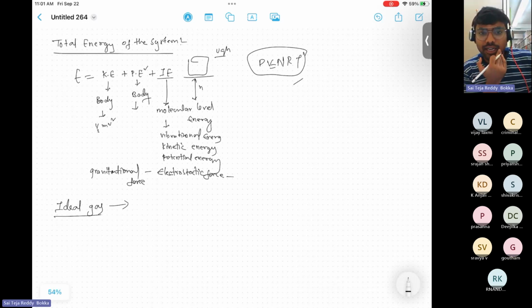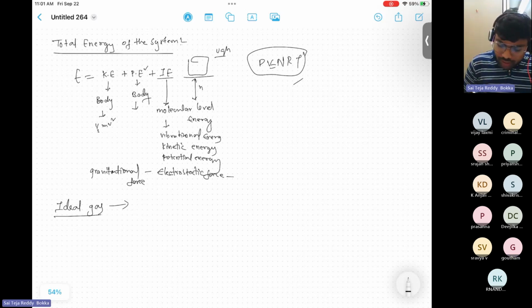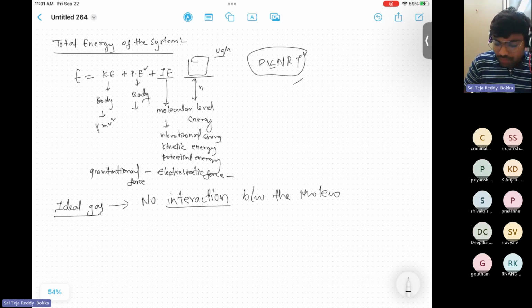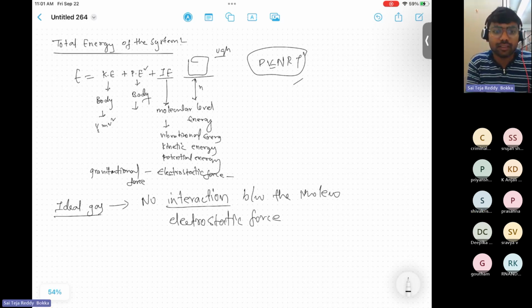Okay. So an ideal gas is a gas which obeys all the laws. And one more characteristic of ideal gases: there is no interaction between the molecules. It means there is no electrostatic force. Yeah, noble gases can also be called ideal gases. So we have multiple ideal gases.